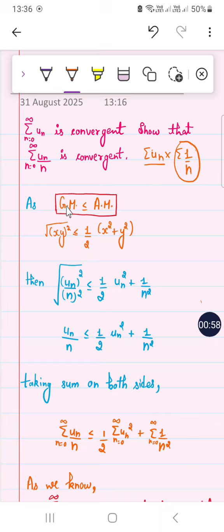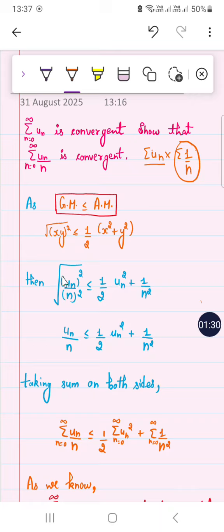As we know, what is the proof of this? As we know, the geometric mean is less than or equal to the arithmetic mean, right? If you take two elements x and y, then the square root of xy is less than or equal to 1 by 2 times x square plus y square, right? Now we have to take un upon n. We should prove that un upon n is convergent. So we take the square root of un times 1 over n, which is less than or equal to 1 by 2 un square plus 1 over n square, right?